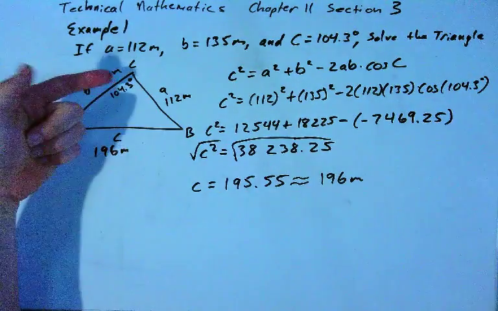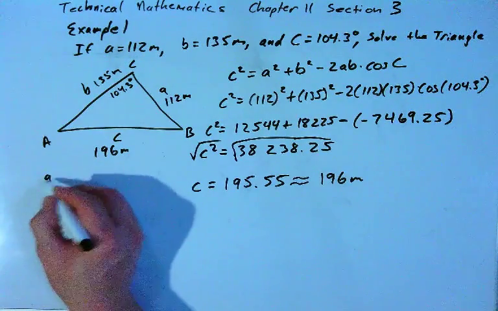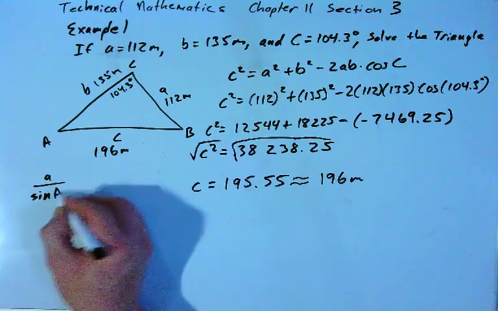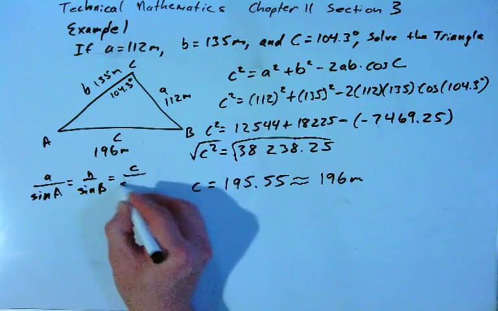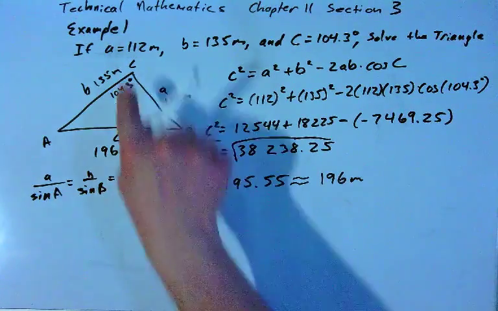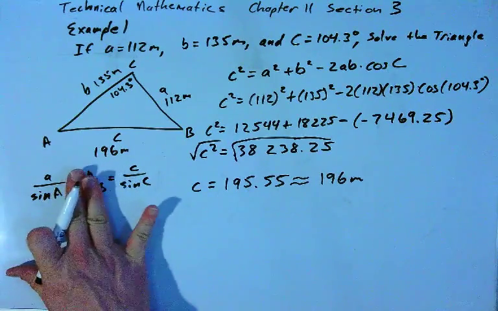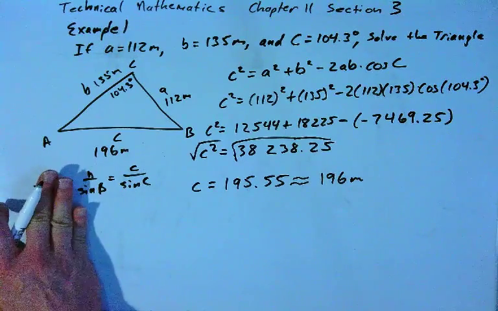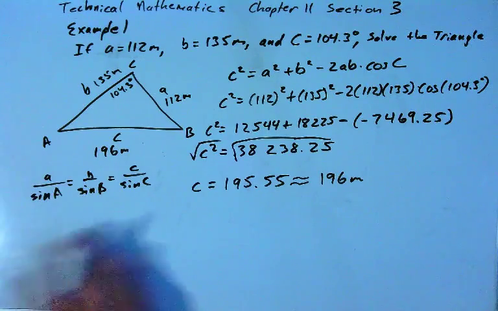Now that I know an angle and the side opposite that angle, now I can use the law of sines to finish solving the rest of the triangle. And so the law of sines says that A over sine A is equal to B over sine B is equal to C over sine C. And so C is the information that I know, the side and the angle, so I definitely want to use that. And it doesn't really matter if I use A over sine A equals C over sine C, or if I use B over sine B is equal to C over sine C. It makes no difference. I'm going to get the same answers either way.